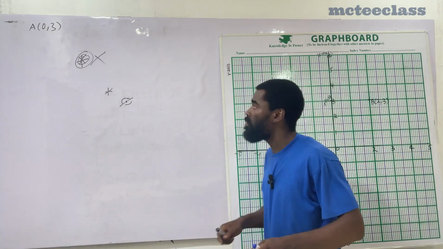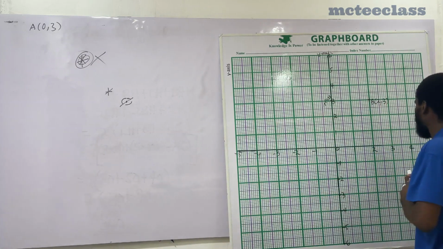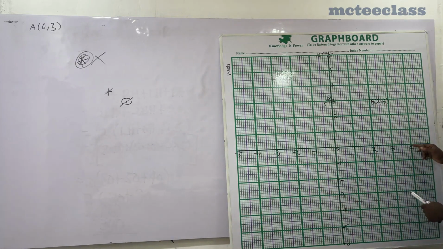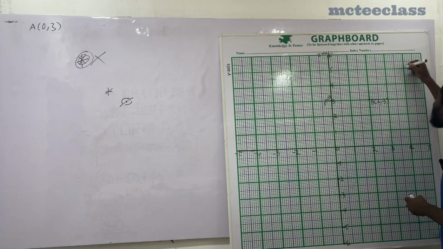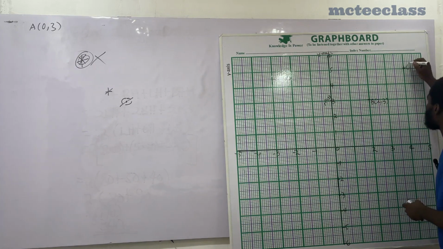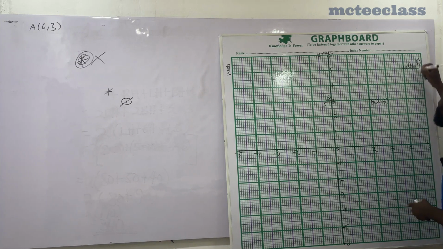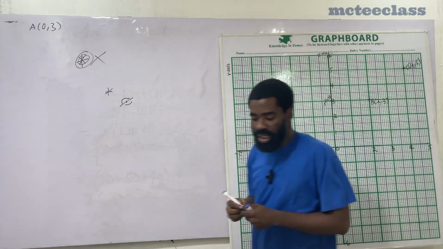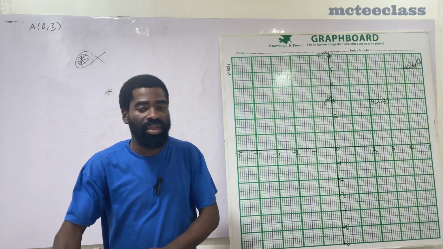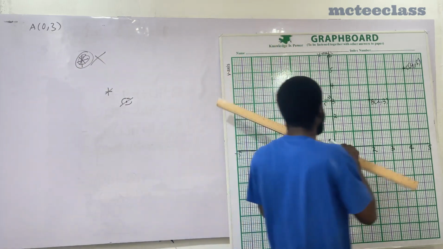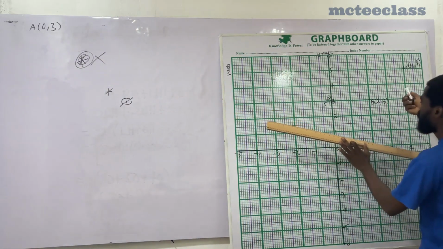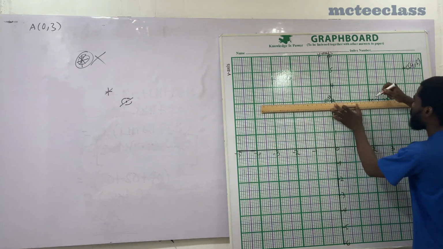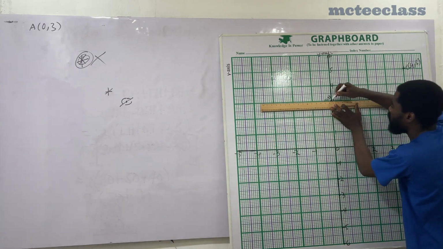Then I take C. C is what? 4, 5. C is 4, 5. I look for 4 on my X, then 5 on my Y. And there it is. That is it. So C, I have 4, 5. Very well done. Then I join them to form what? To form the triangle ABC. I join this to form triangle ABC. So let's join this to give our triangle. Let's join this. Yeah. And I hope you are doing this with me.